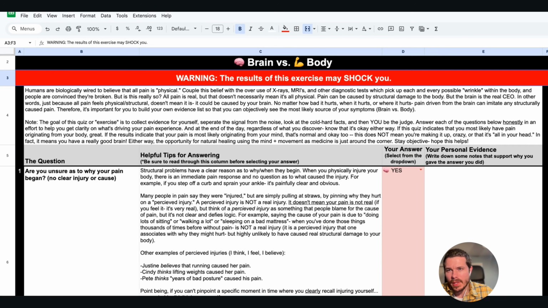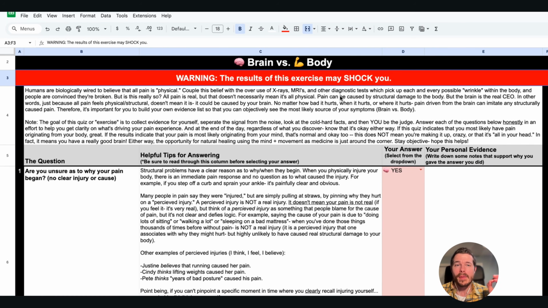All right, so here we are, the evidence list. Let's go through this step by step. Humans are biologically wired to believe that all pain is physical. And you couple this belief with the overuse of x-rays, MRIs, and other diagnostic tests which pick up each and every possible wrinkle within the body, and people are convinced that they're broken. But is this really so? All pain is real, but that doesn't necessarily mean it's all physical.